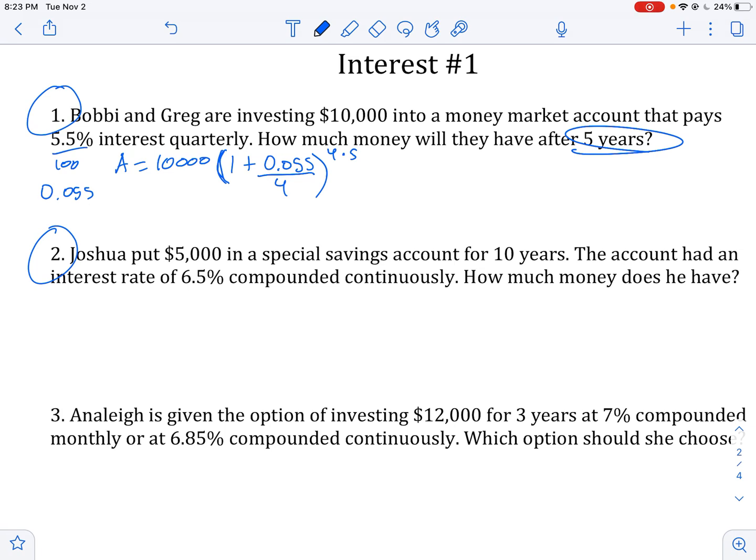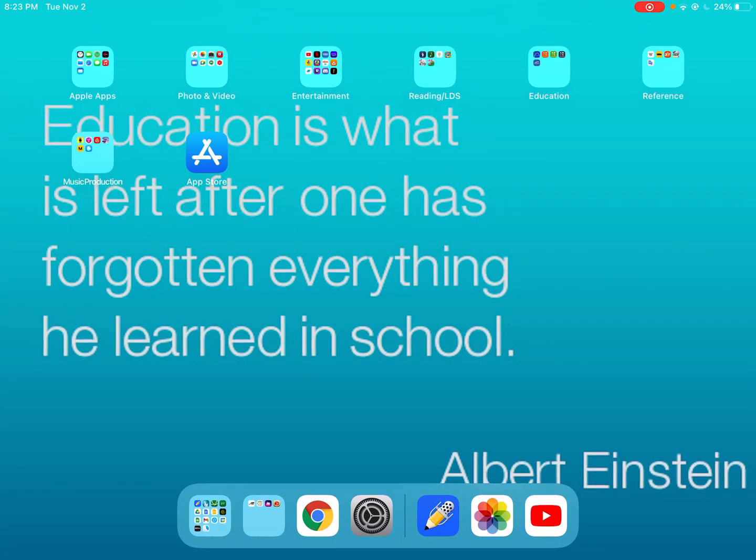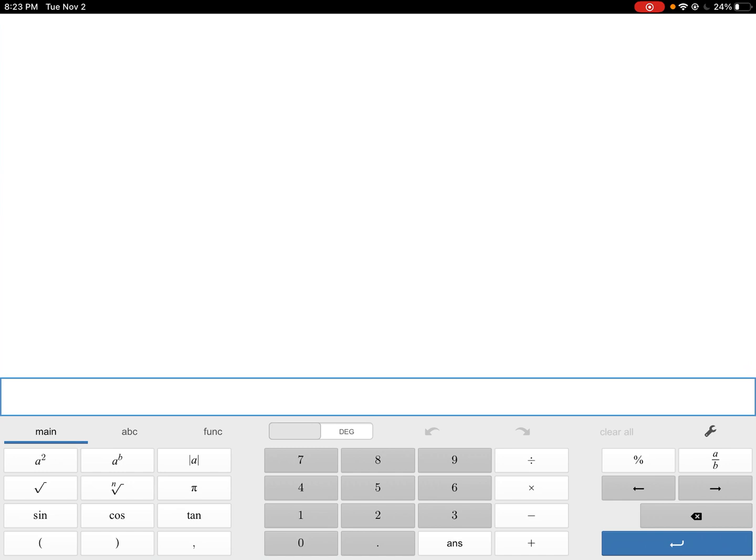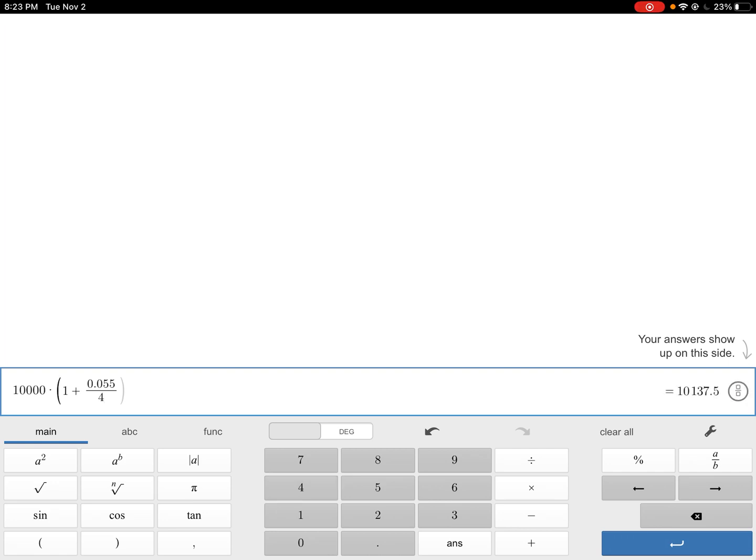I'm going to show you how to put it in on the decimal one, but you can use the TI-84s in class to get it computed. I'm going to bring up this Desmos scientific calculator. I'm going to do 10,000 multiplied by parenthesis 1 plus 0.055 divided by 4, and then close my parenthesis. Now I'm going to do the exponent. It's this button on the left section, a to the b power. That's how you do exponent. So you click that.